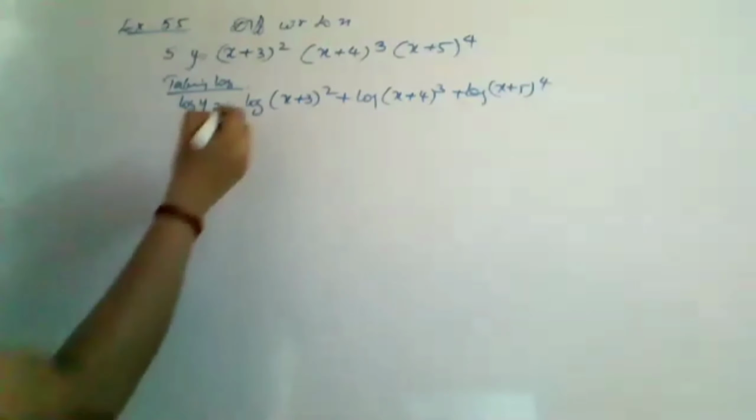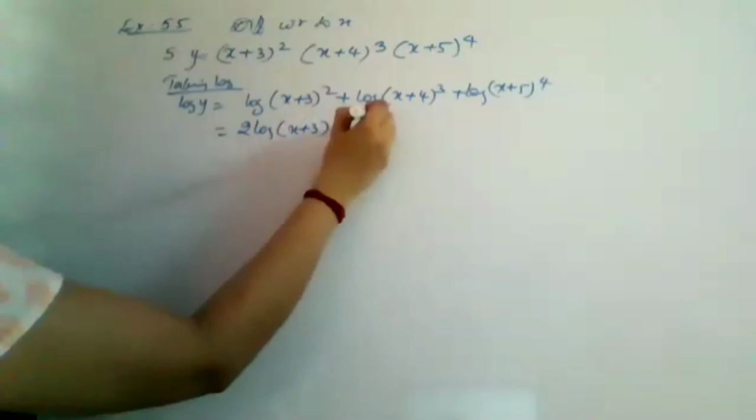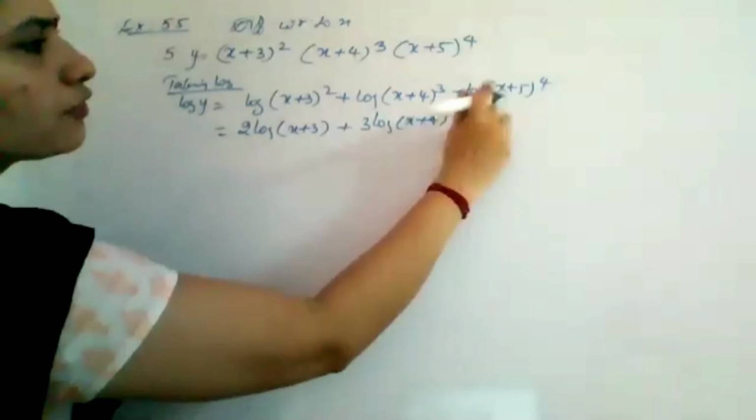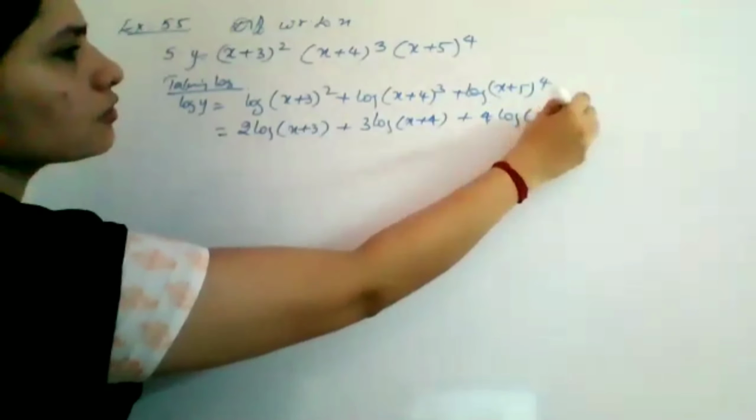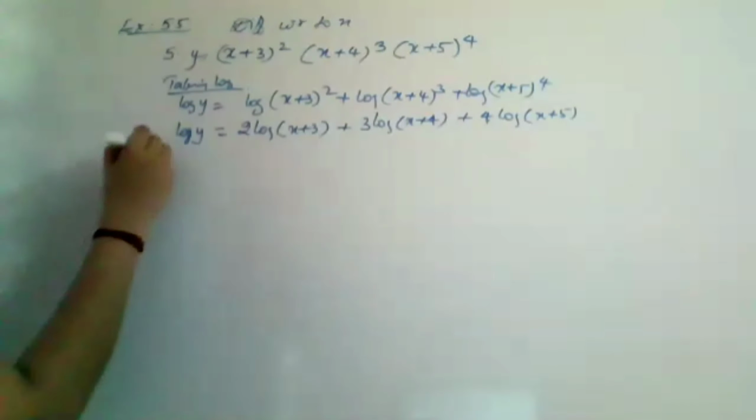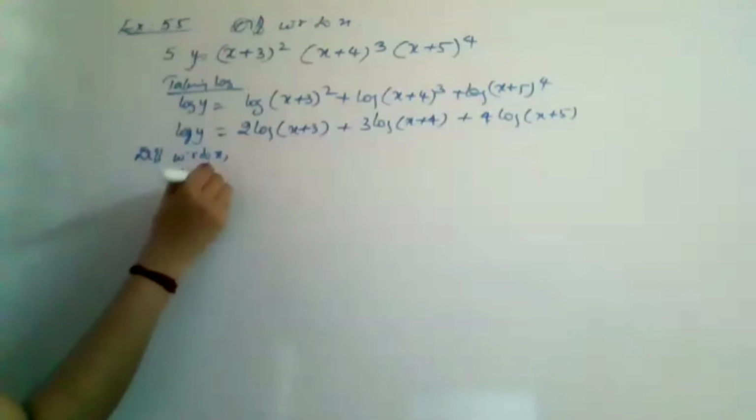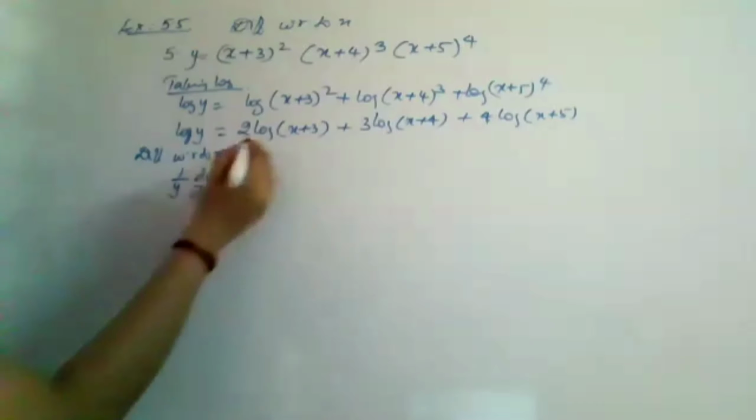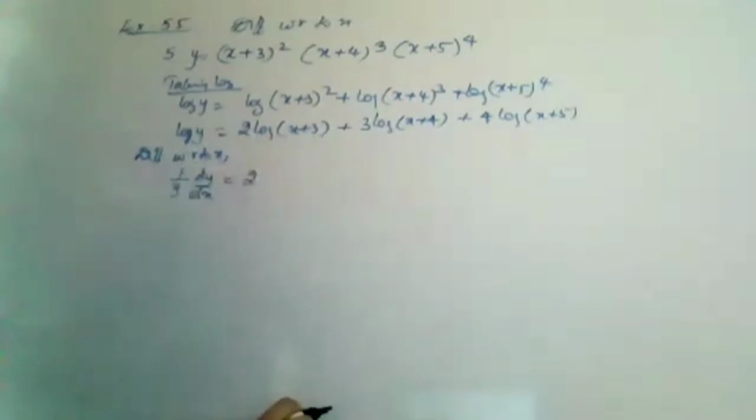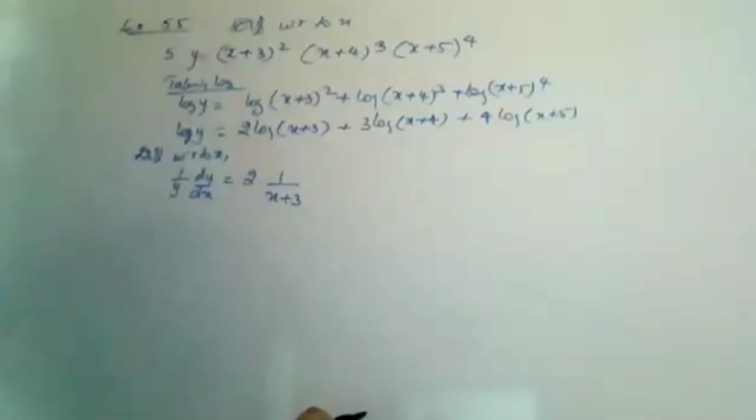So you'll get 2 log of x plus 3 plus 3 log of x plus 4 plus 4 log of x plus 5. Here we have log y. Now you can differentiate with respect to x. It will give you 1 by y dy by dx is equal to, what will happen here? 2 into log of, 2 is a constant. You have to differentiate log of this, so this will give you 1 by x plus 3 into the derivative of x plus 3, which is 1. So you will have only 2 by x plus 3.